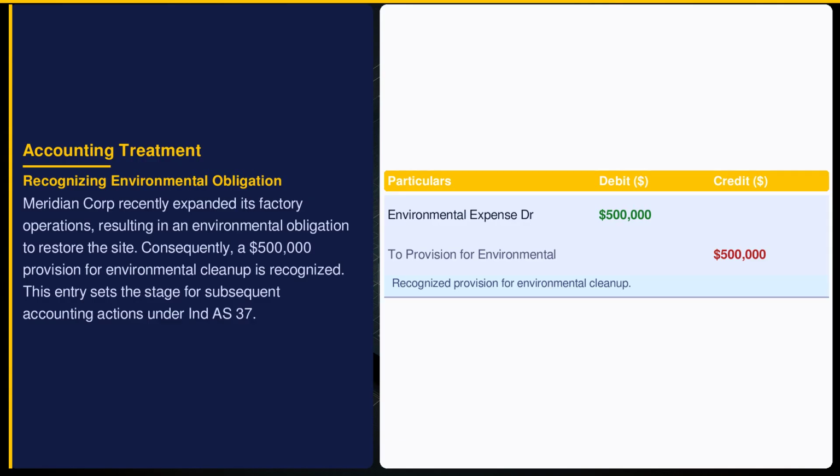The recognition of a provision for Meridian Corporation's environmental obligation stems from Indian Accounting Standard 37's requirement to account for obligations that arise from past events. By debiting environmental expense and crediting provision for environmental obligations, the company acknowledges its responsibility. This impacts the financial statements by increasing liabilities and reducing net income by $500,000.